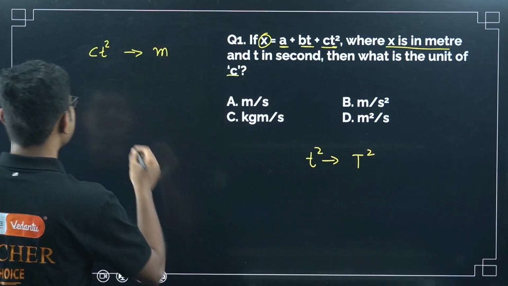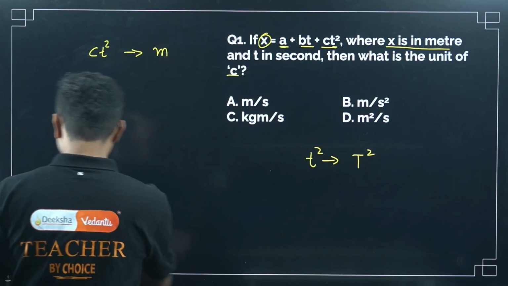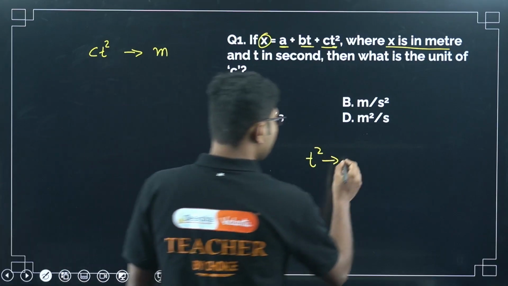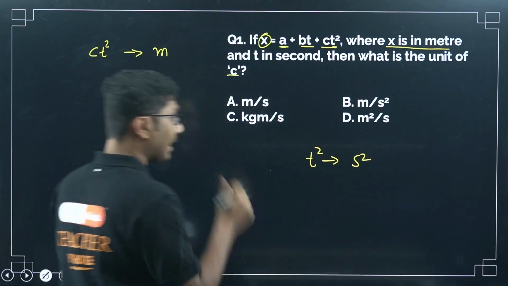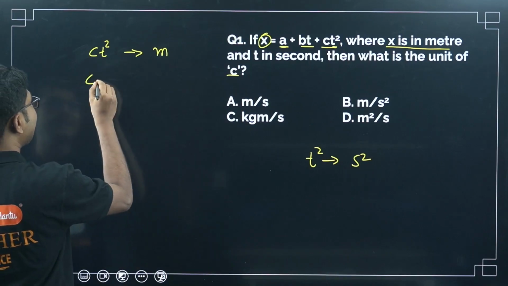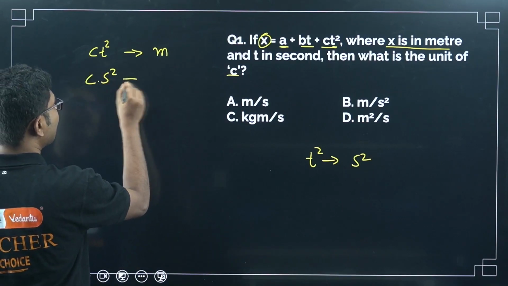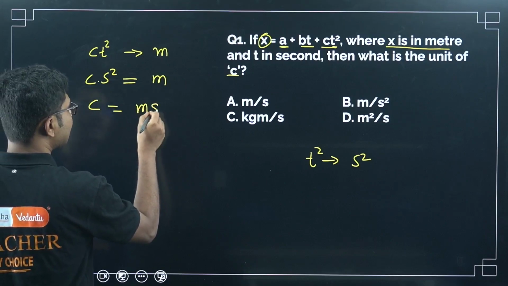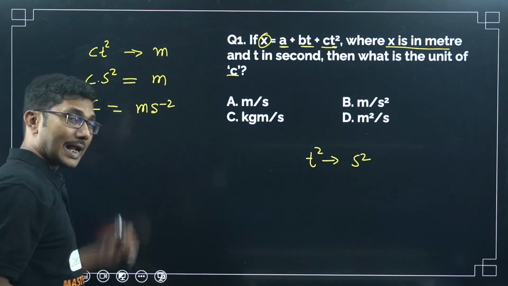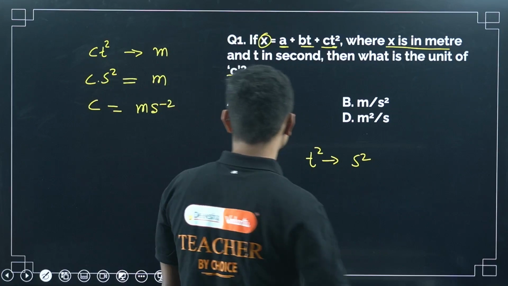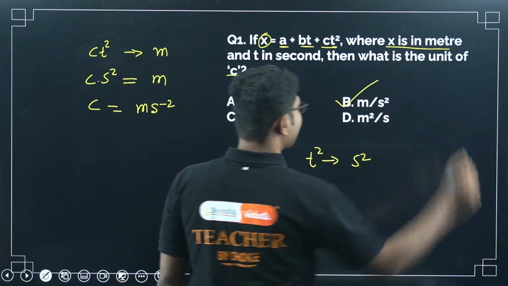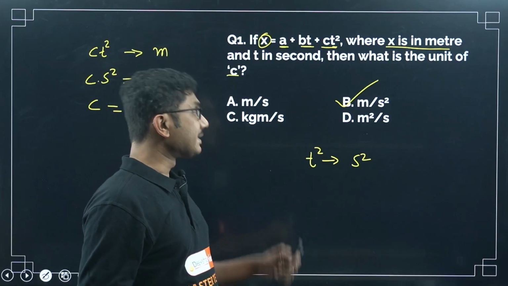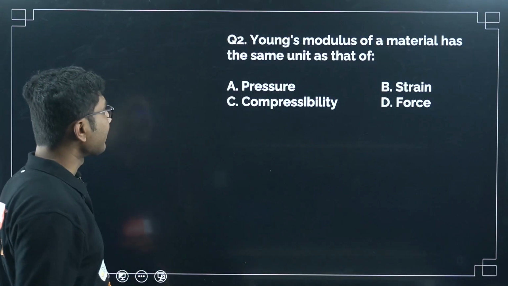So let me write in terms of unit, not in terms of dimension, so don't get confused. t square has a unit of second square, so we can say that c times second square equals meter, or c equals meter second to the power minus 2. That is basically an acceleration, so meter per second square is the answer. Simple question, based on the units chapter. Now let's move on to the next question.